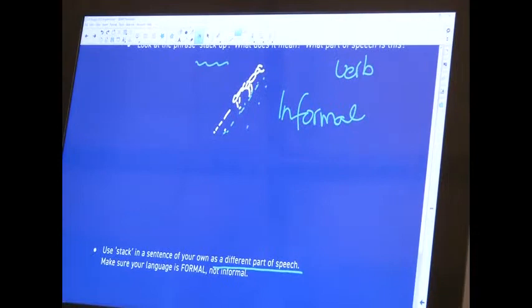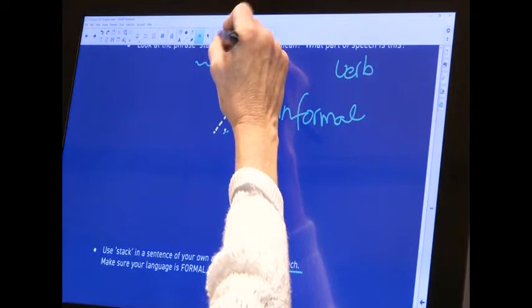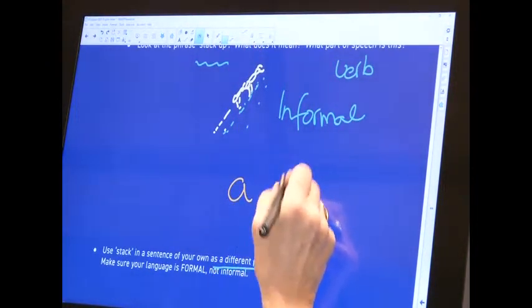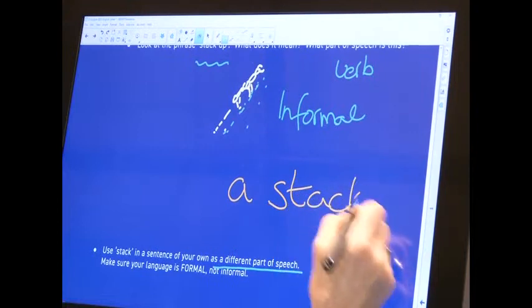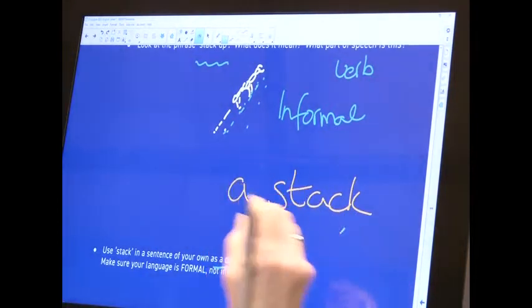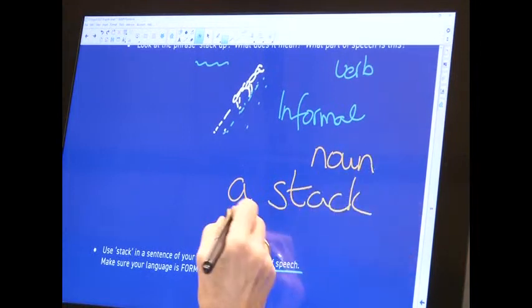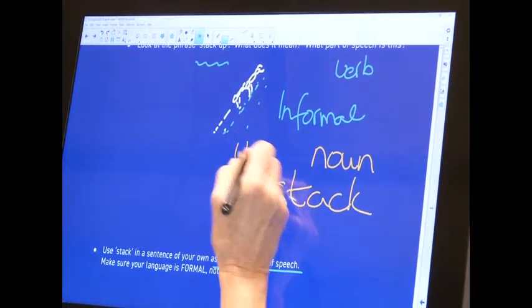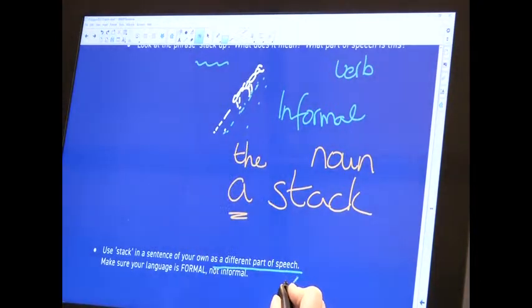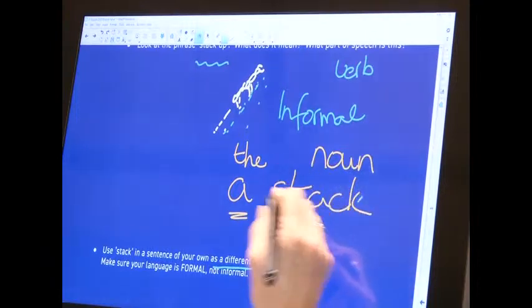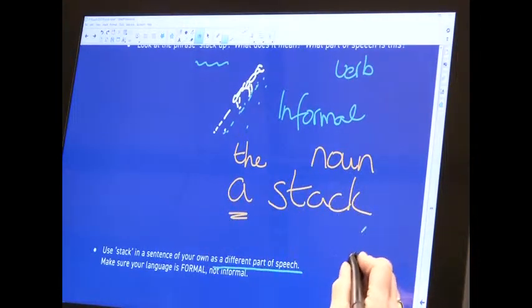Yes. So a different part of speech. Now, what did I suggest? Let me just go back to my yellow, which shows up so nicely. I suggested saying a stack. Why? Because I didn't want a verb. I wanted a noun. And you know that if you put a or the in front of it, you can get a noun. So a stack of wood.